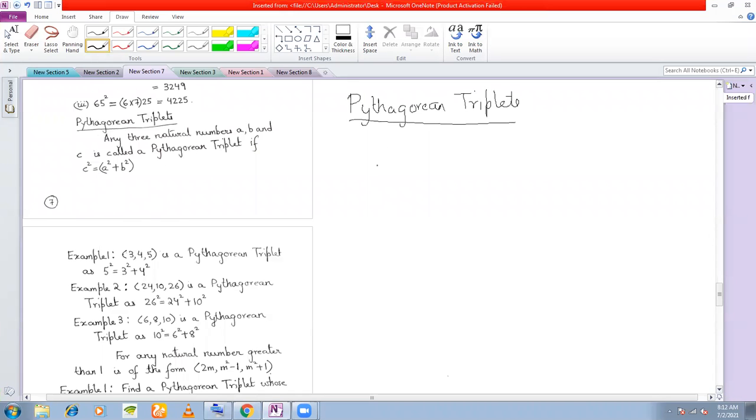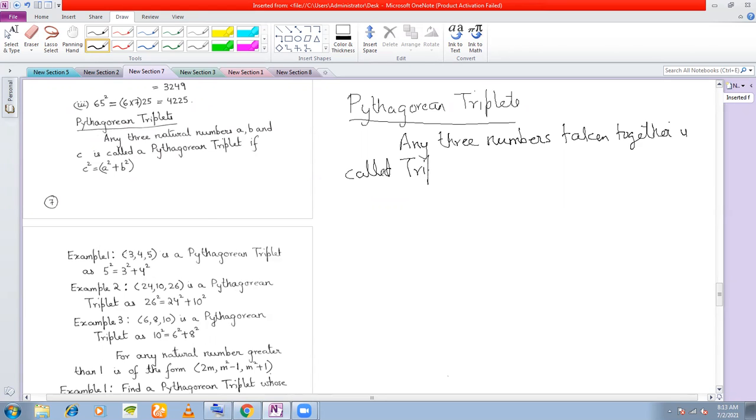Now, first of all, what is a triplet? Any three numbers taken together is called a triplet, right? Any two numbers taken together is called a doublet, right? So this is called a triplet, three numbers.